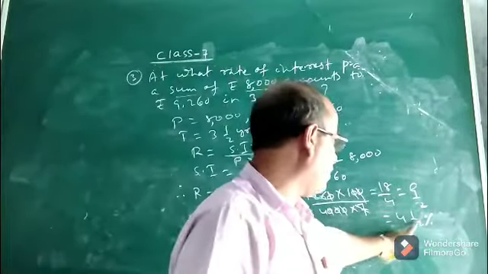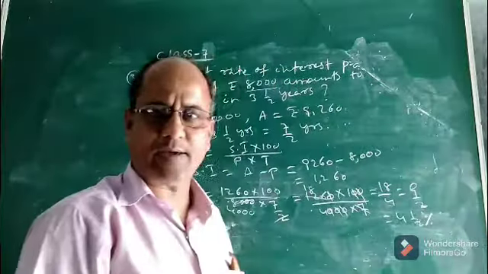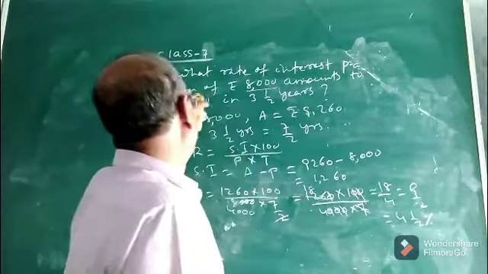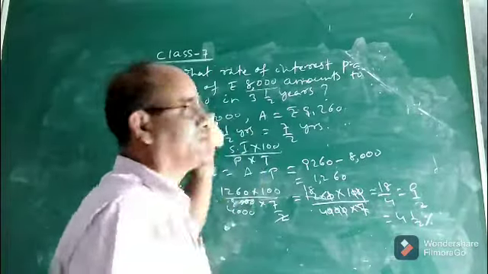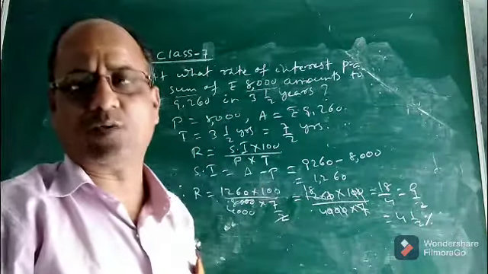So, at the rate of 4 whole 1 by 2% or 4.5% per annum, a sum of 8,000 will amount to rupees 9260 in 3 whole 1 by 2 years.